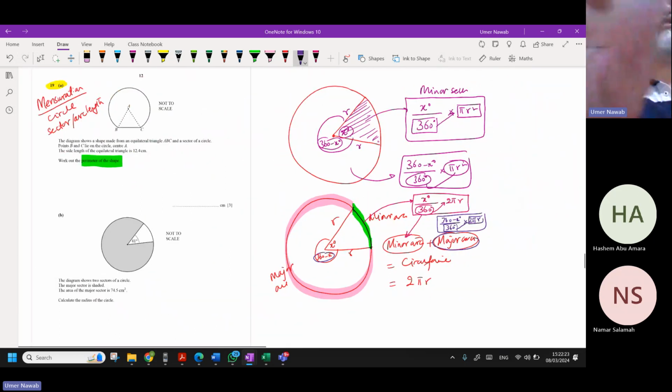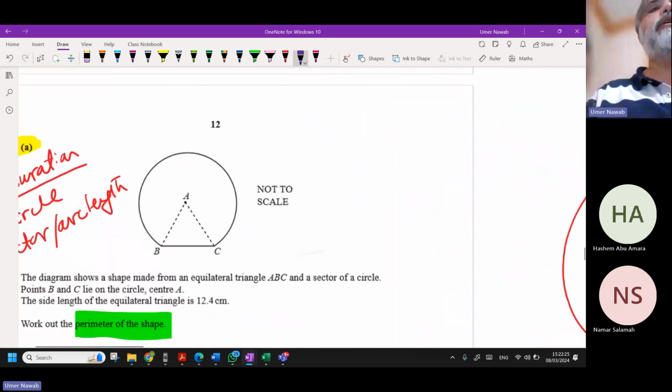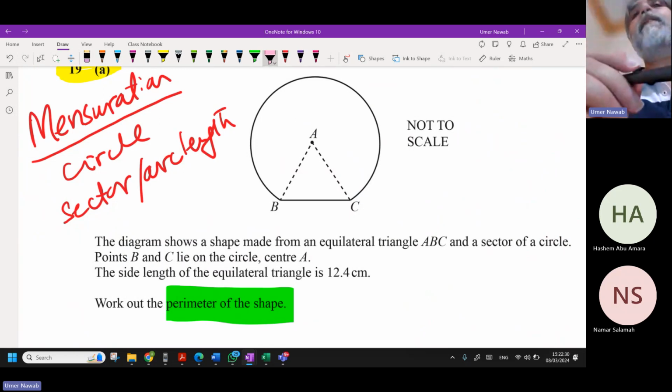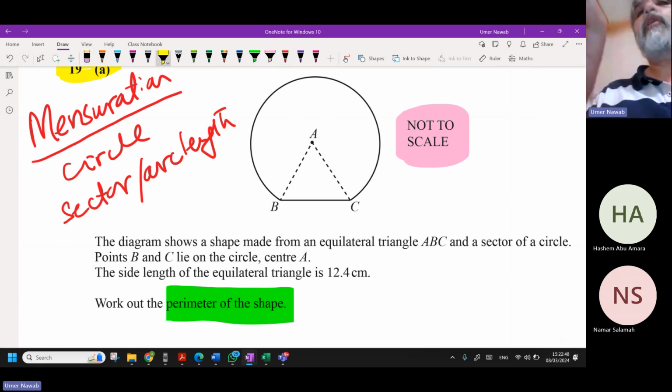Now, I want to go to the question which he is actually talking about. He said, can you find the perimeter of a shape? One thing you need to understand, the examiner has mentioned here not to scale. So please don't try to use any geometrical tool, ruler, compass, anything to find your answers. So not to scale, no tools. Now, another important thing for IGCSE: when the examiner uses dotted lines, it means they are not included in the perimeter.